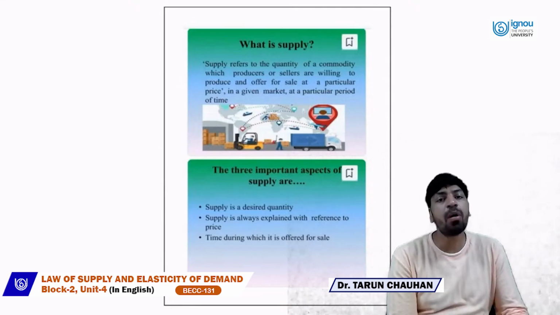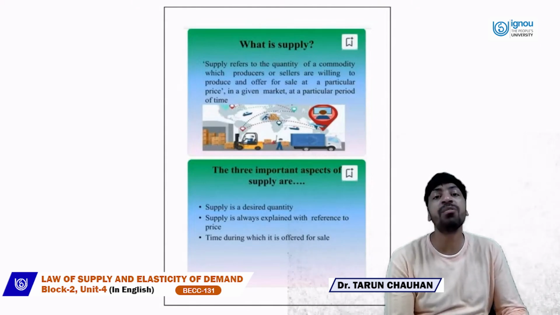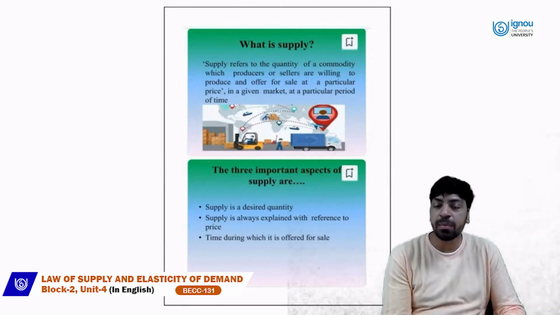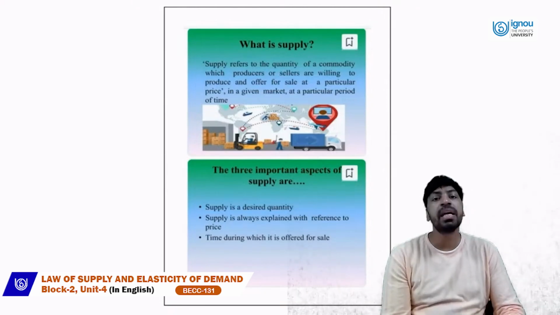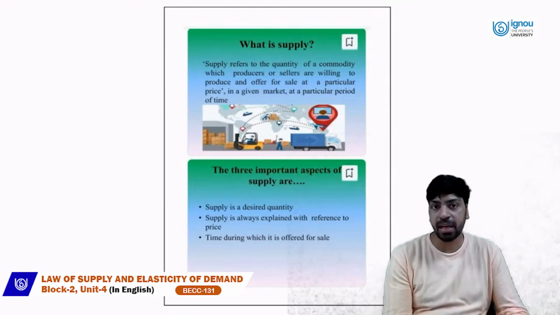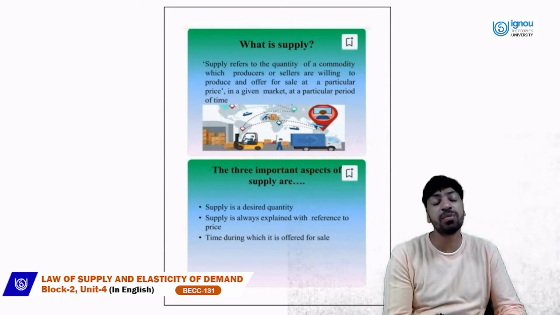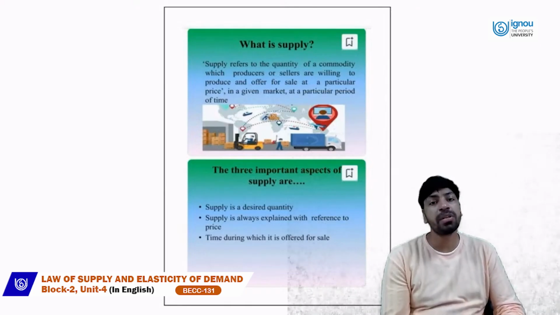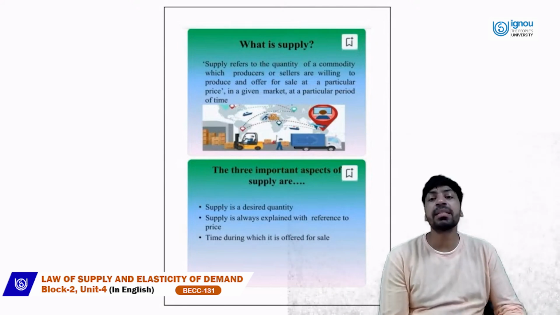Supply refers to any quantity of a commodity which a producer, seller or retailer is willing to produce and offer for sale at a particular price, or at different prices, at a particular period of time in a given market. That's called supply. In simple terms, supply refers to the quantities which a producer or seller is willing to sell at different prices at a particular point of time in a given market. That's called supply. There are three important aspects of supply.